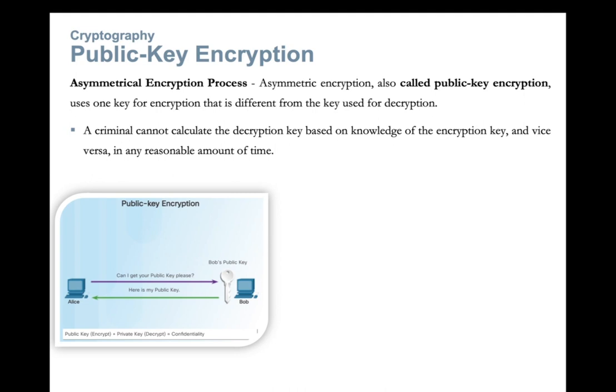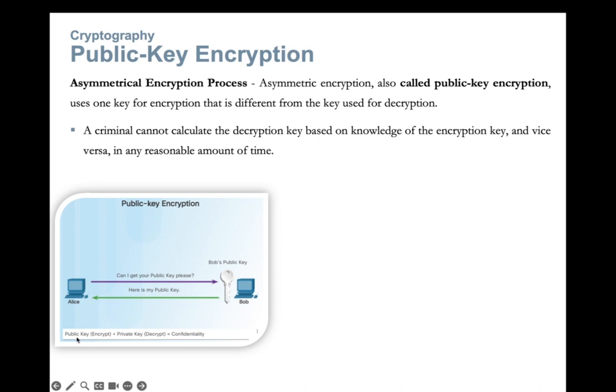When Bob receives the box, he can use his key to unlock the box and retrieve the message from Alice. To send a secure reply, Bob puts his secret message in the box along with his open padlock and locks the box using Alice's padlock. So Bob mails the secured box back to Alice. In this figure, you see that Alice requests and obtains Bob's public key. Can I get your public key, please? Then Bob says, here is my public key, and sends it.